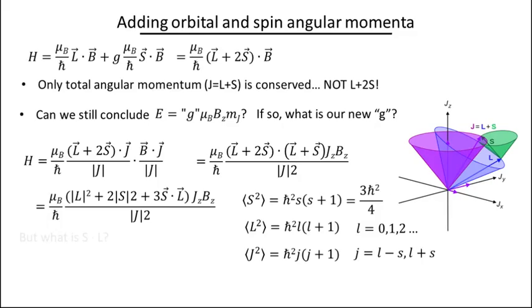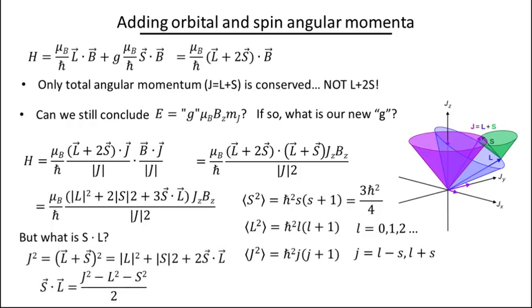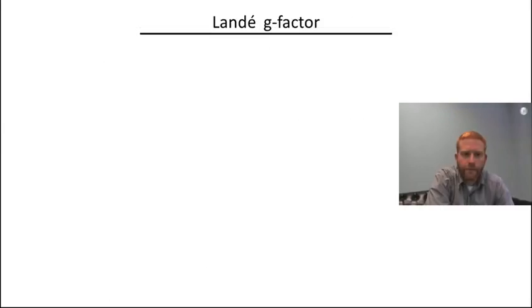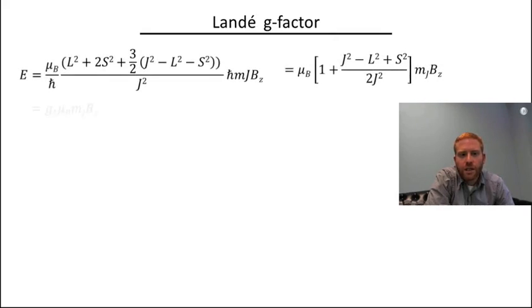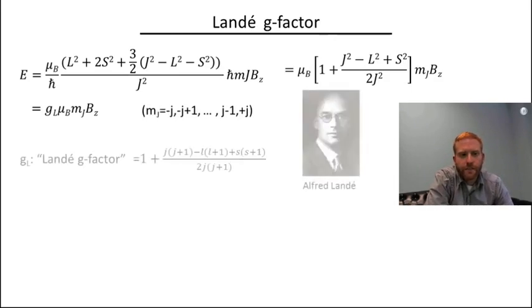This can be seen by once again looking at the conserved quantity J squared. Substituting this quantity into our Hamiltonian entirely converts it into a scalar energy quantity, which is proportional to the magneton times the magnetic field times the magnetic quantum number m sub j, with a coefficient out front that depends on little l, s, and j. This is the so-called Landé G factor.